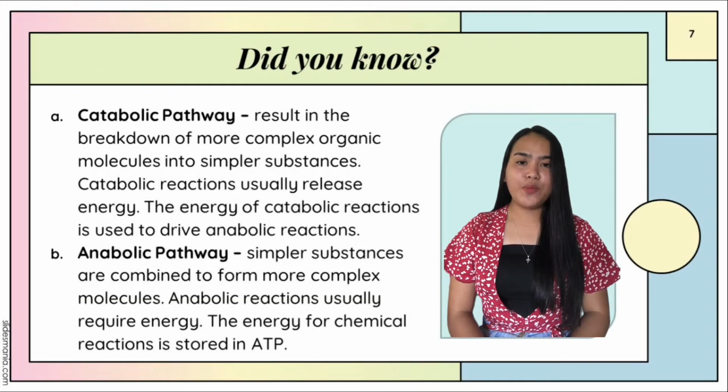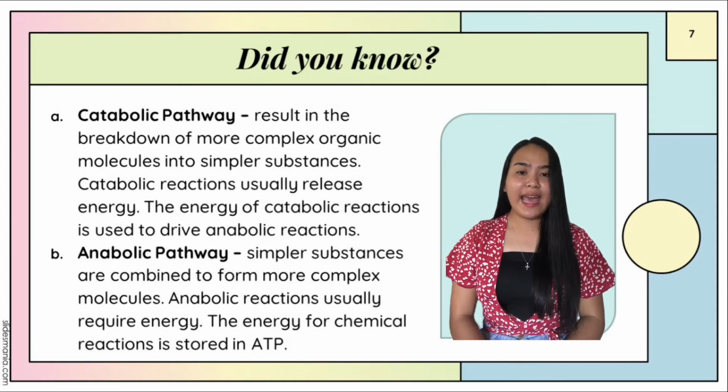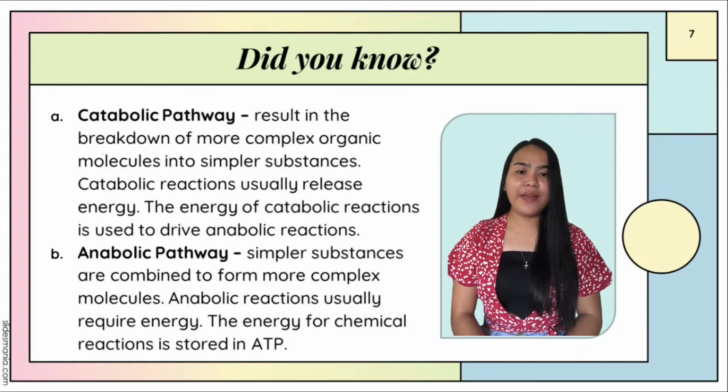Catabolic pathway results in the breakdown of more complex organic molecules into simpler substances. Catabolic reactions usually release energy, while on the other hand, in anabolic pathway, simpler substances are combined to form more complex molecules. Anabolic reactions usually require energy.